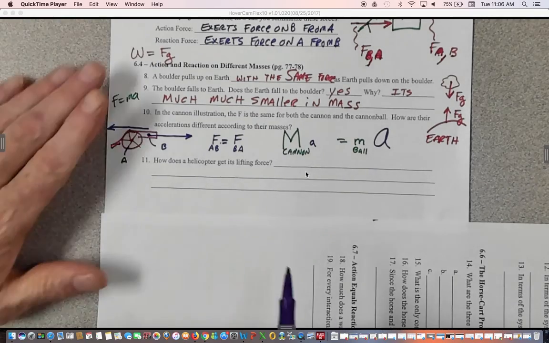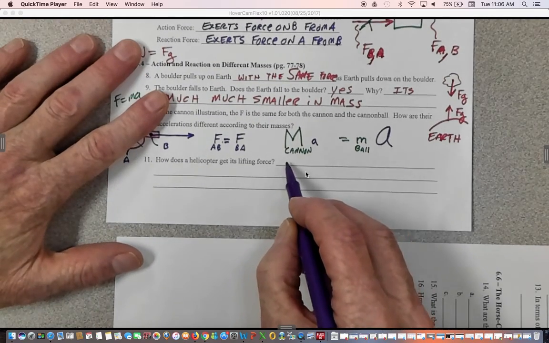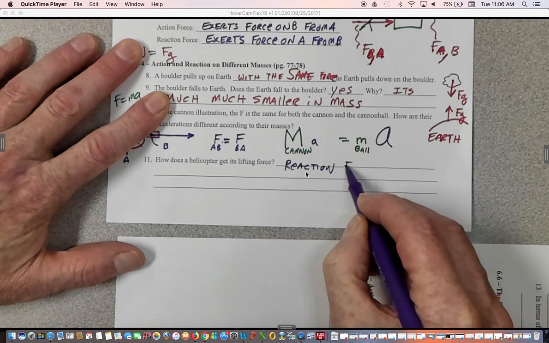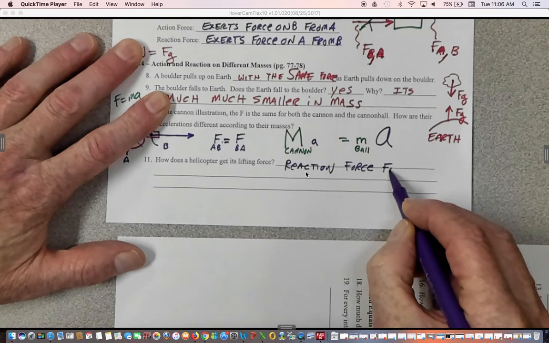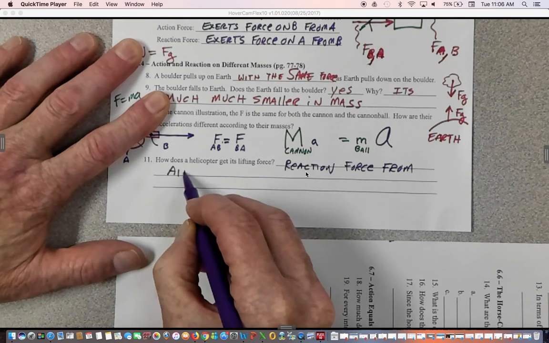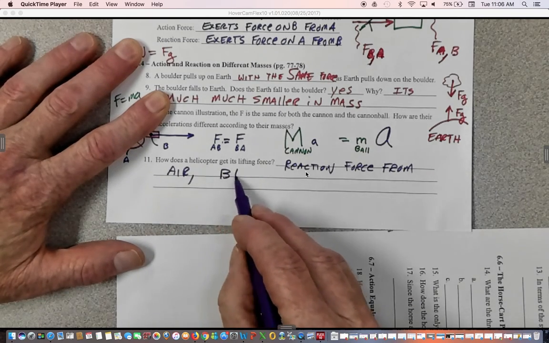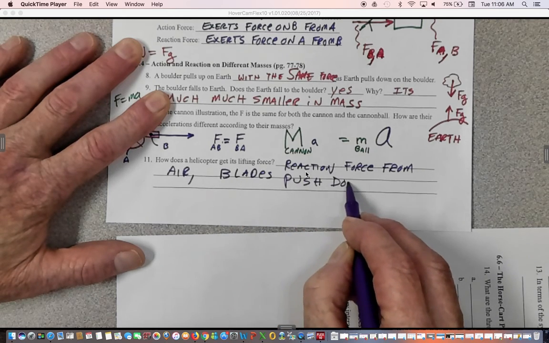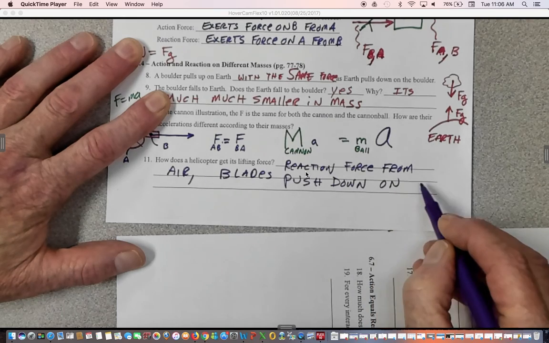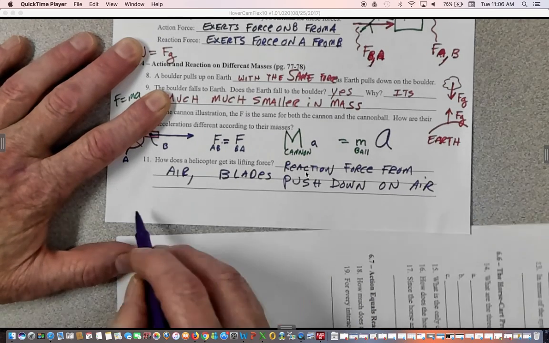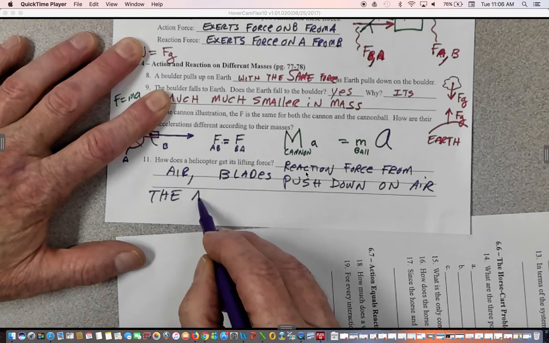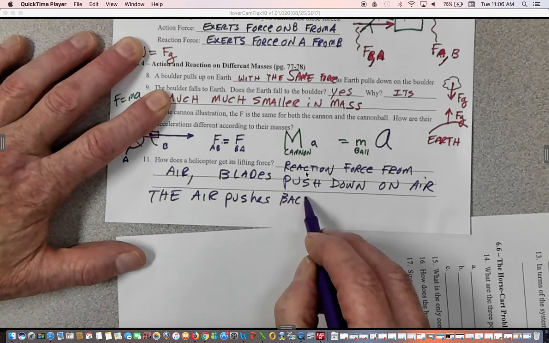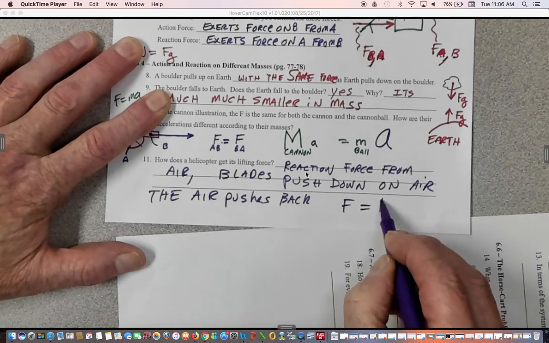How does a helicopter get its lifting force? It gets a reaction force from air. The blades push down on air. The air pushes back. Equal but opposite forces.